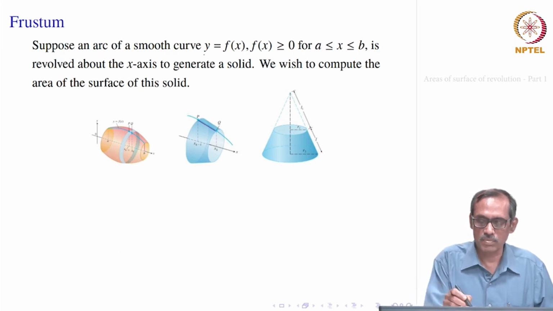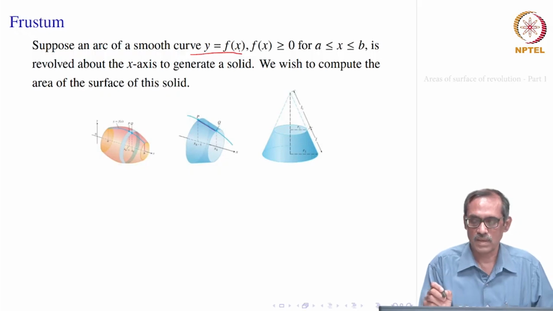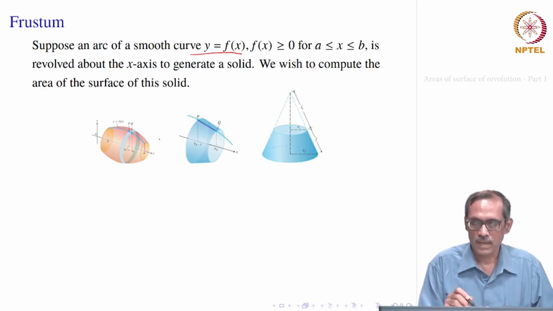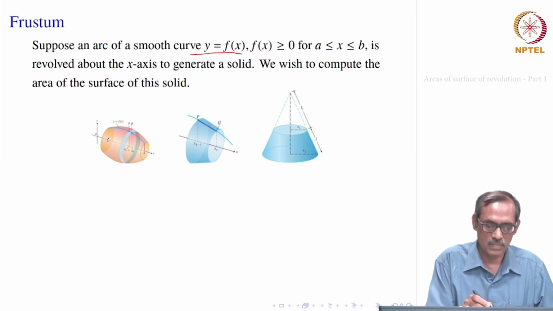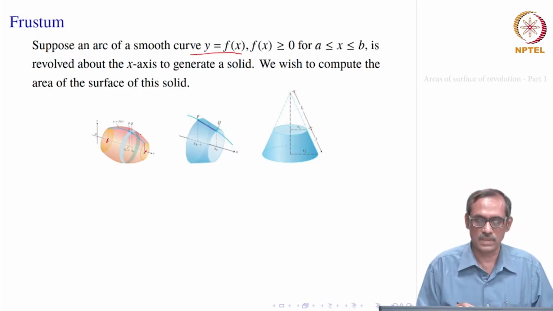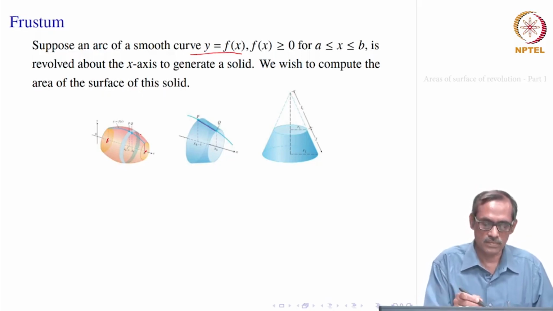So, suppose we have a smooth curve which is given by a function y equal to f of x, and f of x is greater than or equal to 0, that is, it is lying on the top half plane, where x varies from a to b. So, that is how the curve is defined. Now, this curve is revolved about the x axis. Let us take the x axis case first. It is revolved around the x axis.